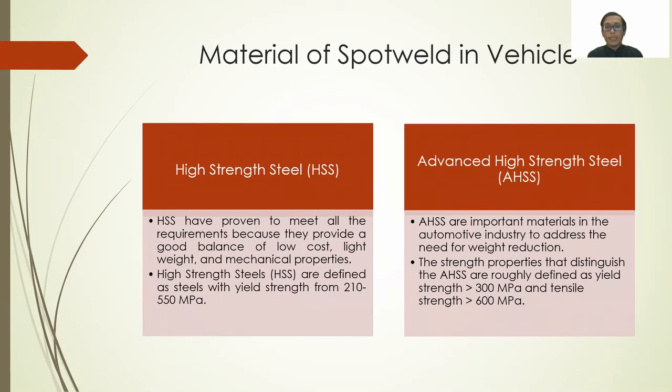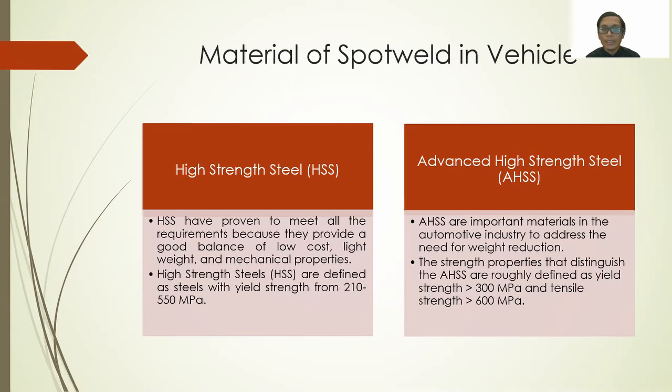Material of spot weld in vehicle. There are two types of material of spot weld in vehicle. The first one is high strength steel, HSS. HSS has become widely used in the automotive industry because it meets all the requirements: a good balance of low cost, lightweight, and mechanical properties. High strength steels are defined as steel with yield strength from 210 to 550 megapascal.